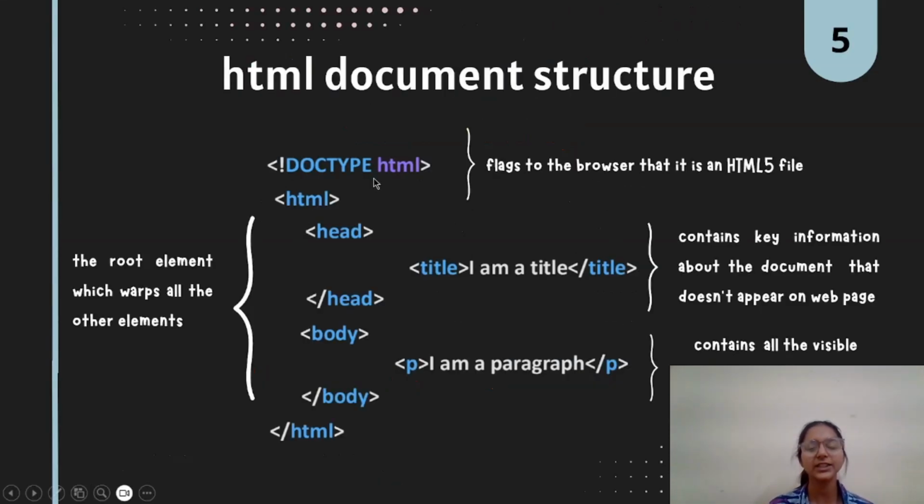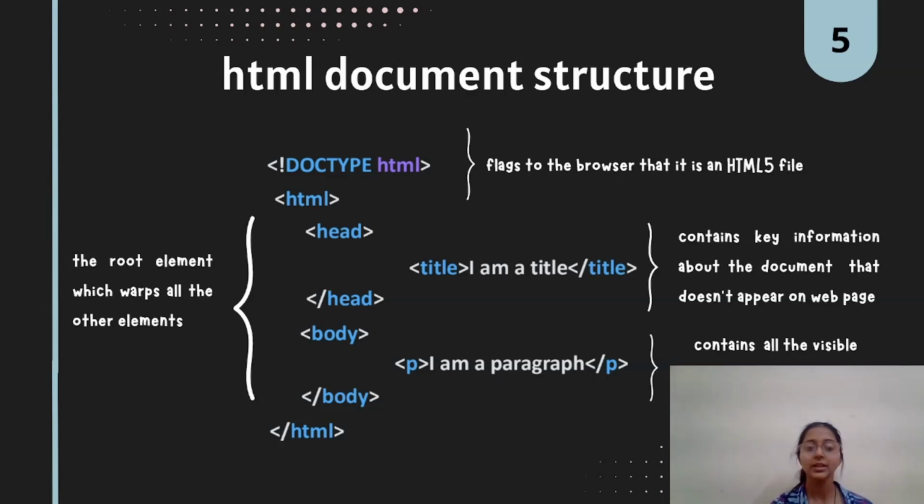Next, what our HTML document actually looks like. This doctype HTML, whatever is written, is not an element. It's a declaration which tells the browser that the HTML file you're going to render is of HTML5 type, or what version of HTML you are using. It is a kind of flag. Then this is the html tag, the main or root element which encloses all the text which you will be writing inside the page.